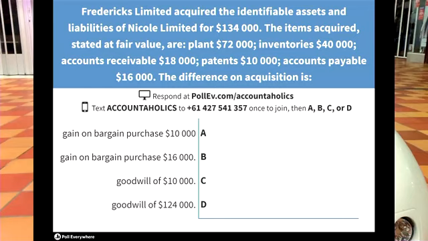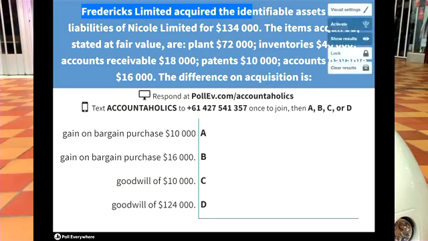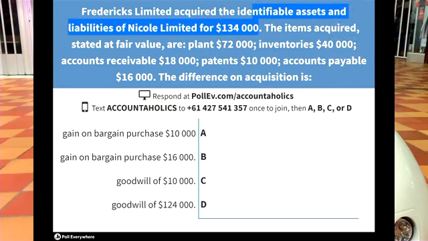So basically here we do the comparison between the two fair values: the fair value of net assets acquired and the fair value of consideration transferred. Frederick acquired identifiable assets and liabilities from Nico for 134. So this is what they acquired. That's the fair value of net assets.